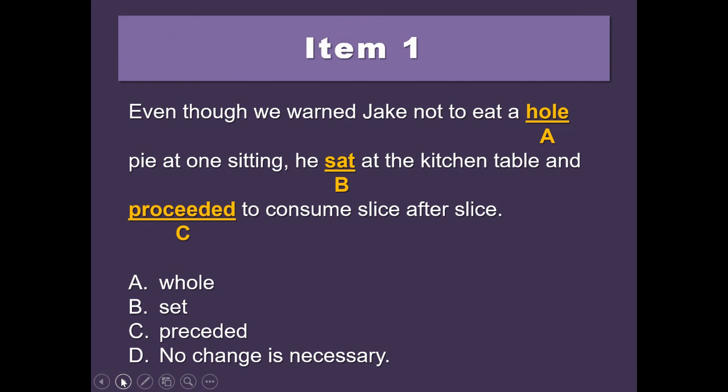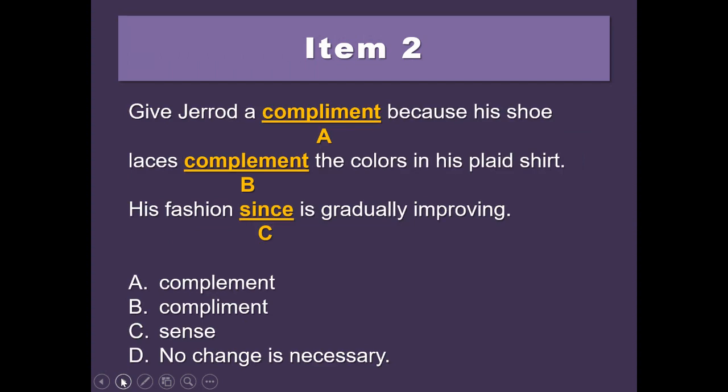All right, so number one, I'll let you quickly read the sentence. You can take as much time as you need to, and then you will just go ahead and continue with the slideshow. All right, so the correct answer here was whole. Jake did not eat the whole pie, WHOLE. All right, let's see item number two. Read that through and decide which one you should put, A, B, C, or D. And the correct answer is sense. His fashion sense. It should be spelled S-E-N-S-E.